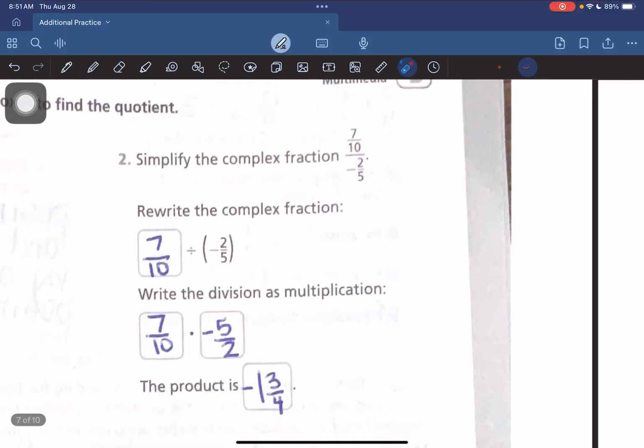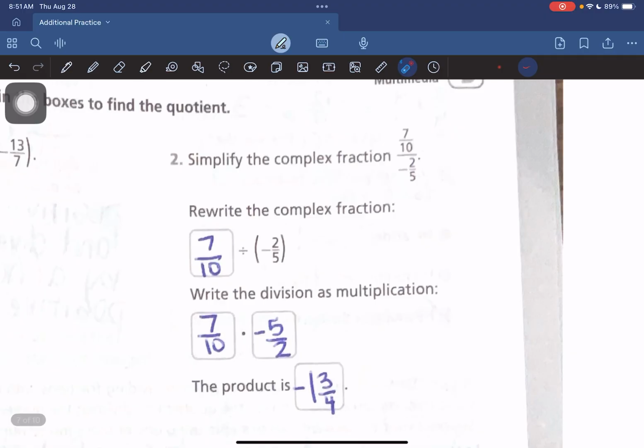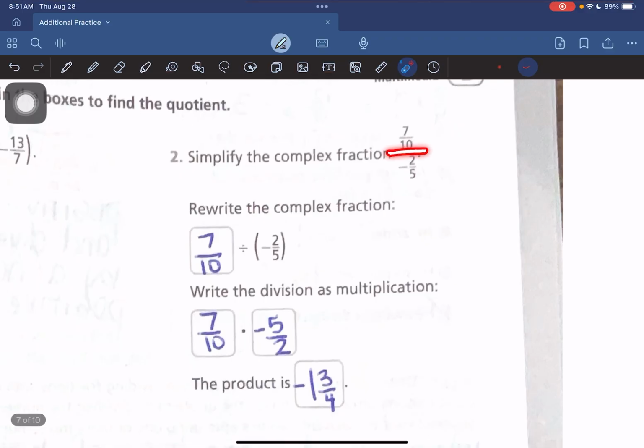Over here, this might look scary at first. You've got what looks like a giant fraction, 7/10 divided by negative 2/5, but it is still just a division problem. Fractions always mean division, and this is just a fraction with a numerator as a fraction and a denominator as a fraction. We would rewrite this as 7/10 divided by negative 2/5 and then rewrite it as multiplication, where we kept the 7/10, we changed to multiplication, and we flipped this fraction to its reciprocal. The product would be negative 1 3/4. If you just did this part, you would get negative 35/20, and then you would do your long division, and that's what would bring you to this point.